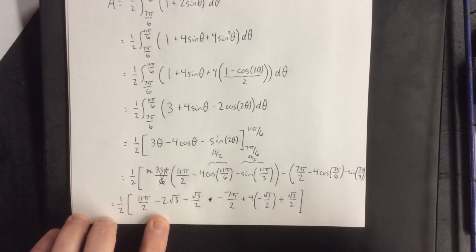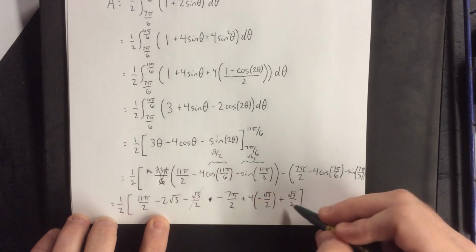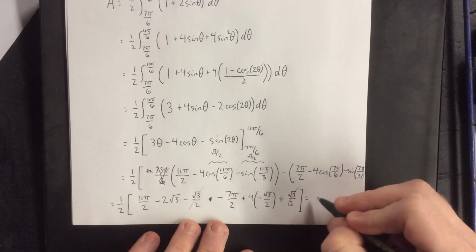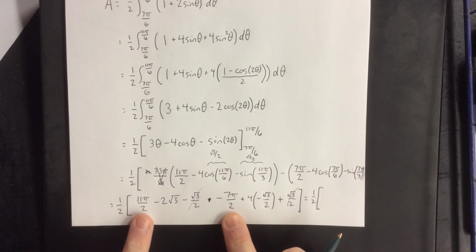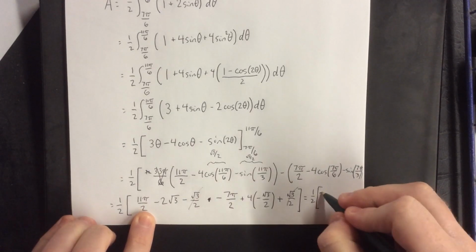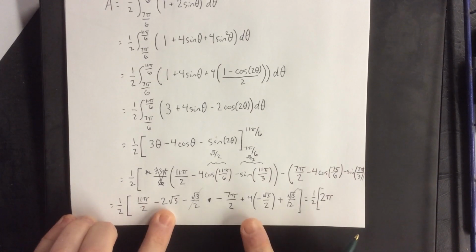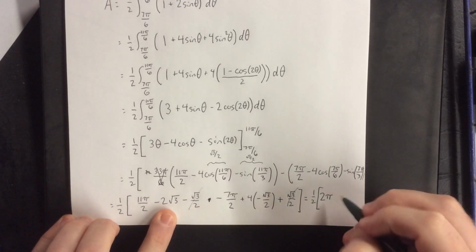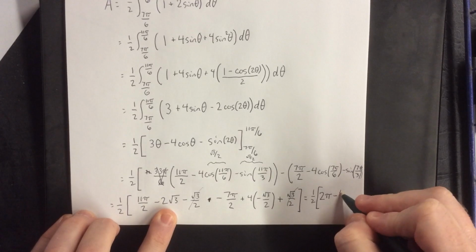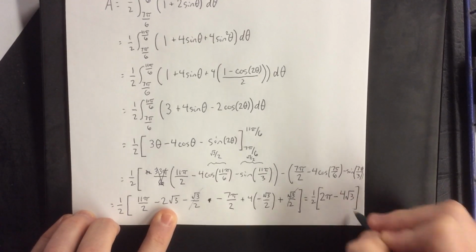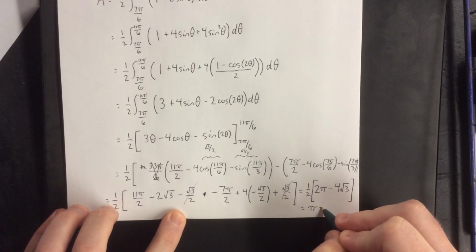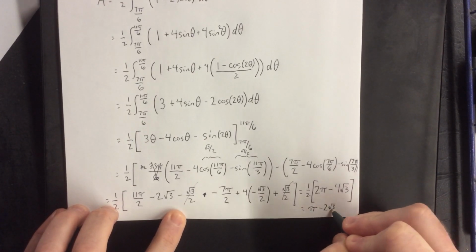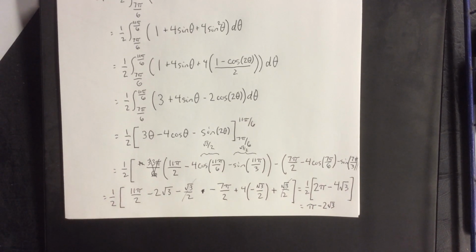Not a whole lot of good stuff happening here other than minus root 3 over 2 and plus root 3 over 2 will cancel each other out, leaving us with half of, subtracting these, 11 pi over 2 minus 7 pi over 2 will be 4 pi over 2. That'll be 2 pi. Minus 2 root 3 and then a minus 2 root 3 will be minus 4 root 3. And then as we take half of both of those things, we will have pi minus 2 square roots of 3. Holy crap, that is good stuff.